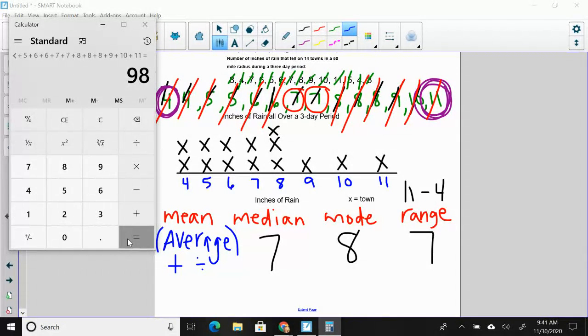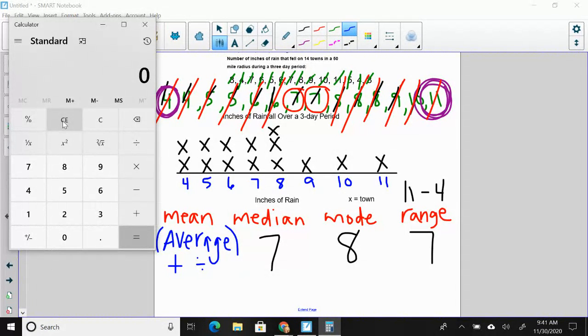My total is 98. Did everybody get 98? Some got 90, really close. Okay, so I'm going to say 98 is what I got the first time. I'm going to add it again on a different calculator really quickly. So I had 4 plus 4 plus 5 plus 5 plus 6 plus 6 plus 7 plus 7 plus 8 plus 8 plus 8 plus 9 plus 10 plus 11. 98. Okay, so 98 is my total.